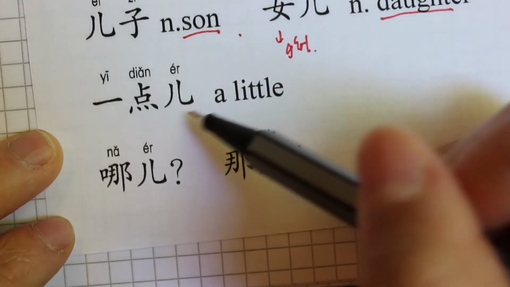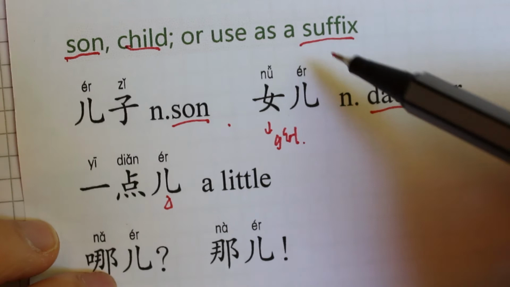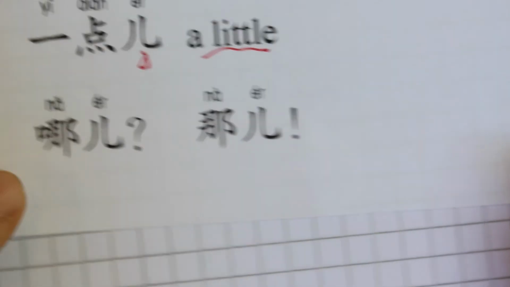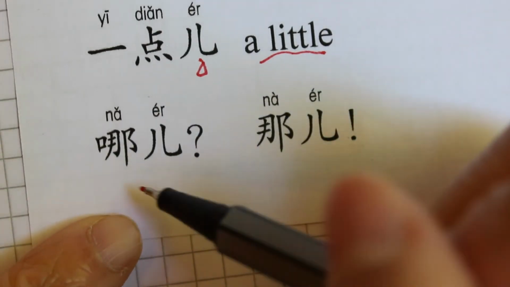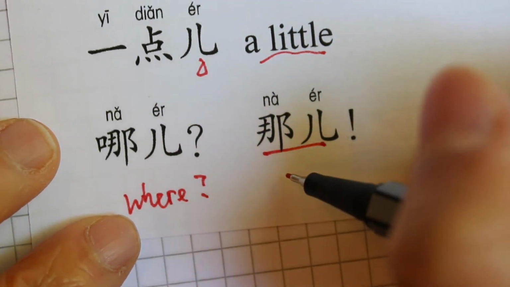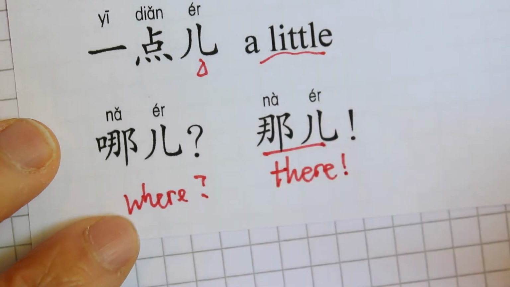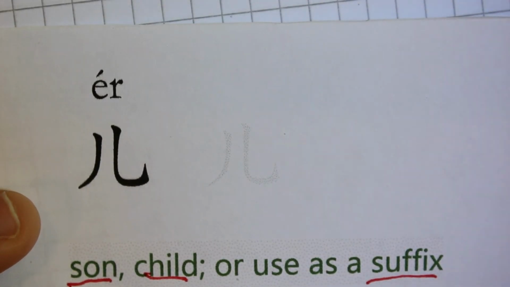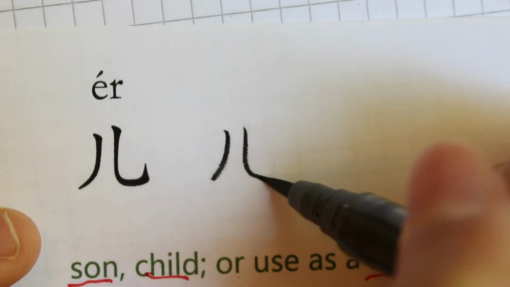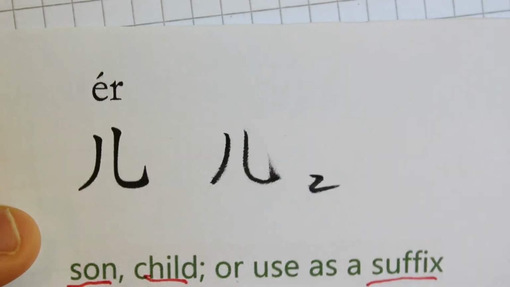And 一点儿, here 儿 is just used as a suffix. 一点儿 means a little. You can also ask a question. 哪儿 means where. 那儿, the first tone, means you can answer there, 那儿. Okay, let's try to write 儿 together. It's quite simple. 1, 2, just 2 strokes. 两画.